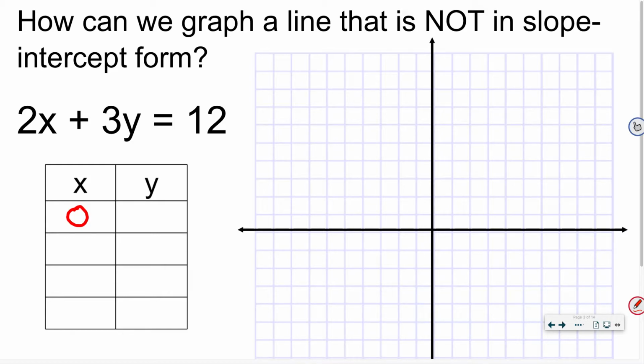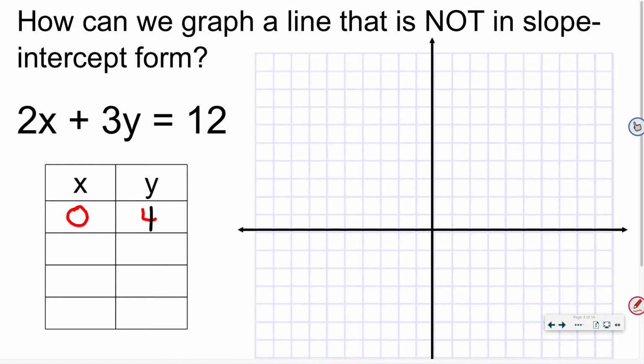Eric, how do you know that if x is 0, y has to be 4? It's not just 0, and 3 times 4 is equal to 12. Good. Eric said because 2 times 0 is 0, and then I can solve for y because 3y equals 12. If I divide both sides by 3, y would have to be 4. So I found a value. Could I find another value?